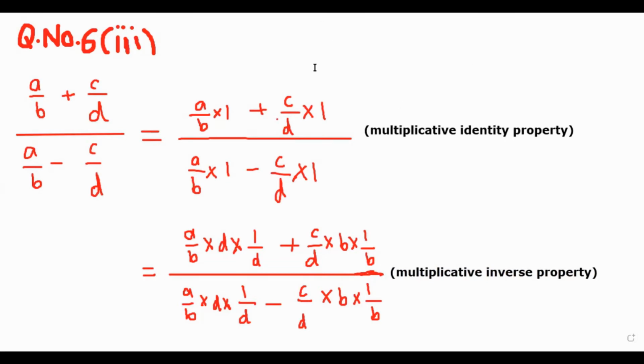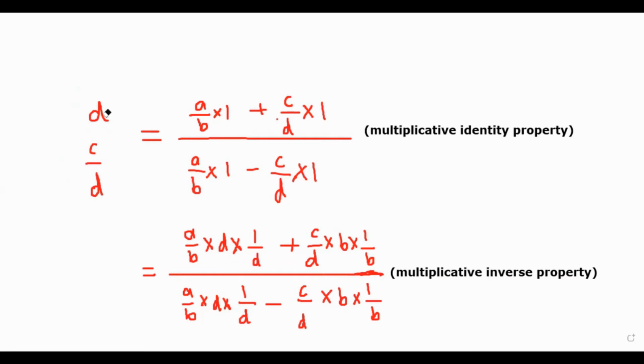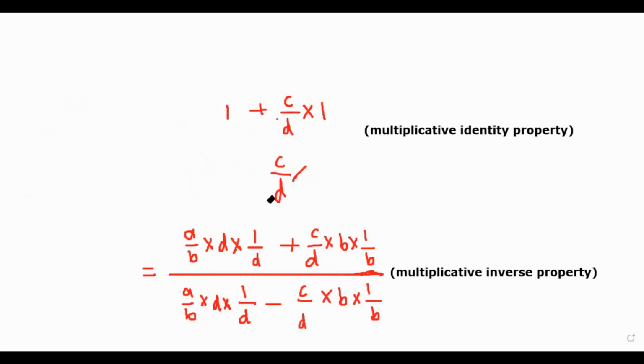Now what procedure will be followed? Let's see. This is d cross 1 by d and so on. So we'll be using the property that is called the associative property. And what is that? Let's see. But there is no need for the usage of the associative property. Let's use another property here. Let's see what we can use here.